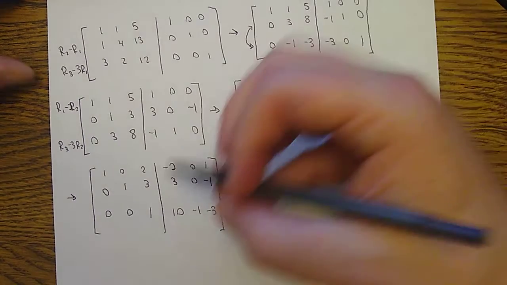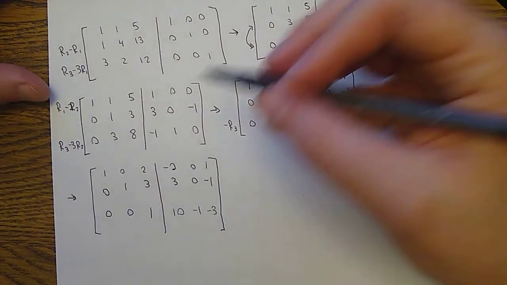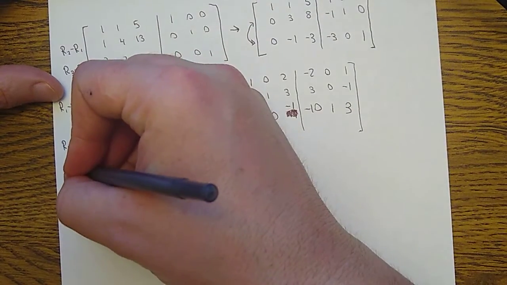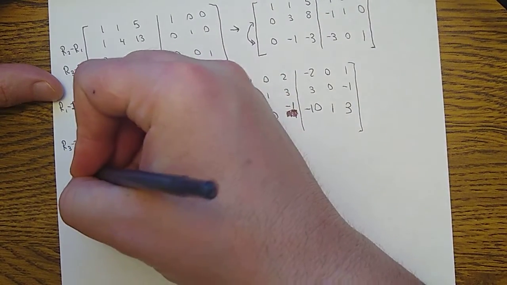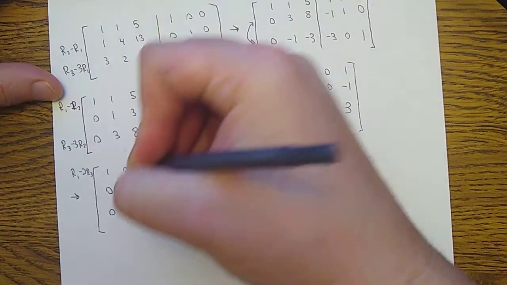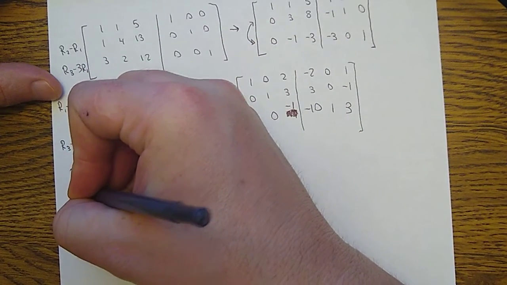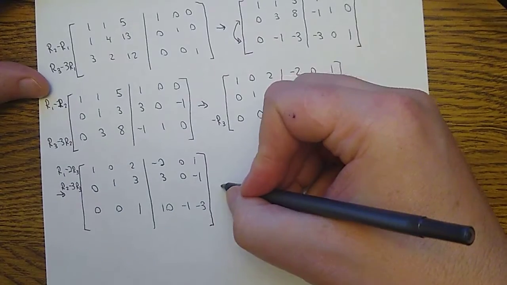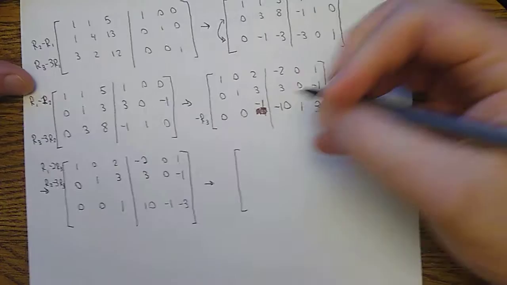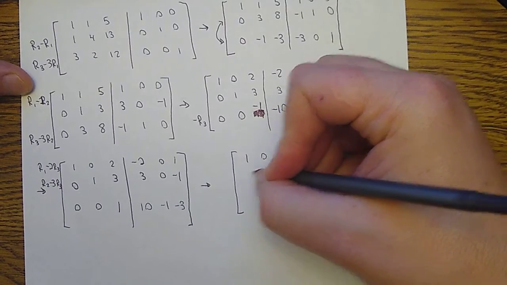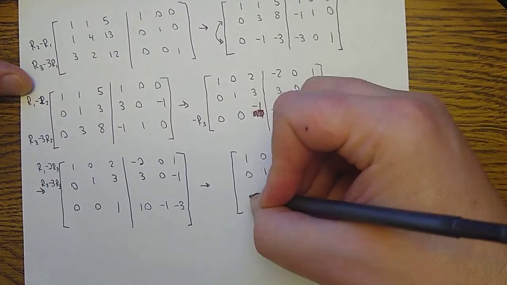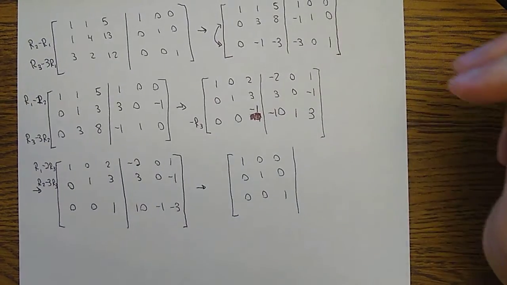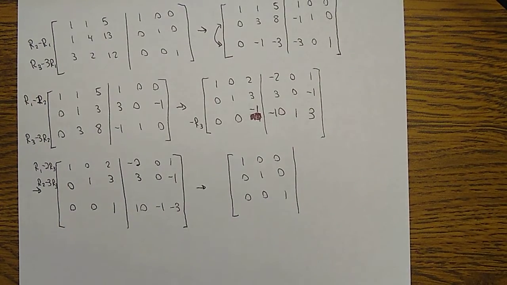Yeah, and now one more easy step. I just have to get zeros above this 1. So I'm going to do row 1 minus 2 row 3 and row 2 minus 3 row 3. And now the left side is going to be exactly the way I want it.